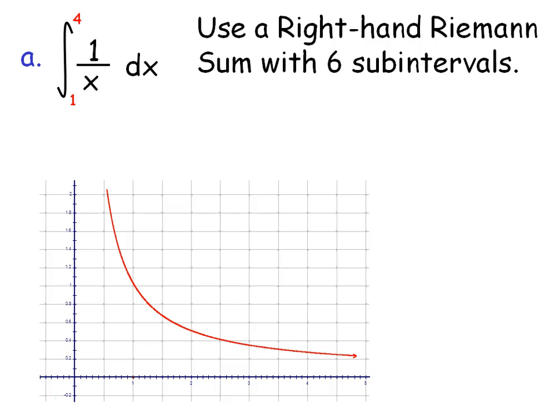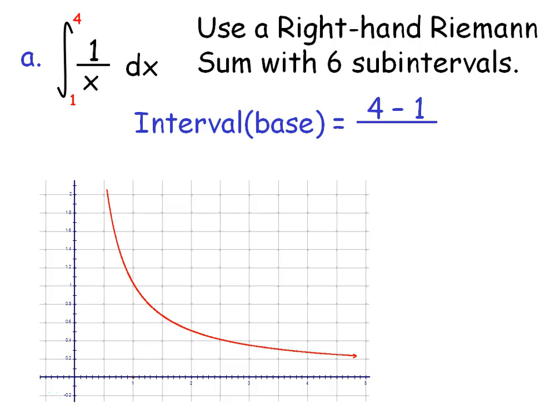6 subintervals. Now, first thing we need to calculate is the interval, or what would be the base of each rectangle. To get the base of your rectangle, we're going to subtract 1 and 4, so the upper bound minus the lower bound, divided by the number of subintervals, so divided by 6. So 4 minus 1 divided by 6, which is 1/2. So the base of a rectangle is going to be 1/2.